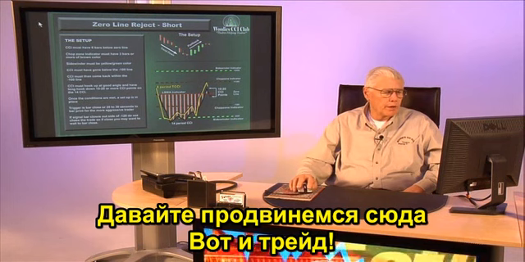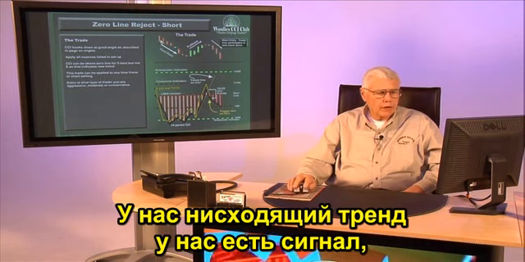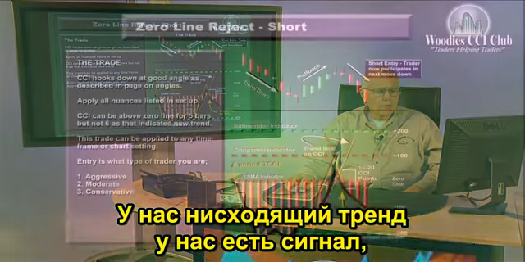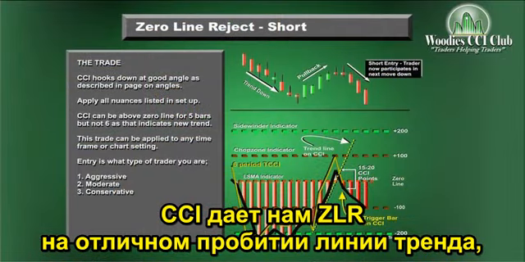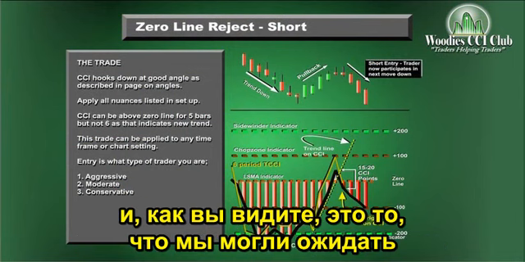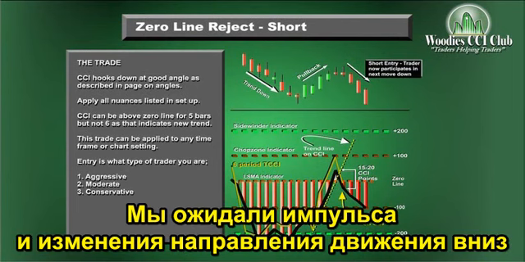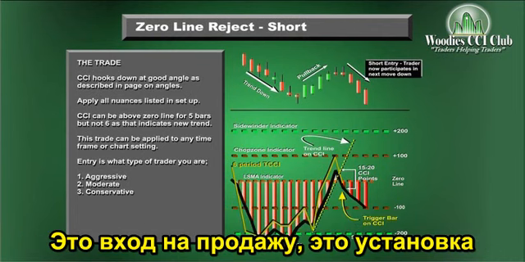And let's move on here. So here's the trade. We had a downtrend, we had a pullback, CCI gave us a zero line reject along with a nice trend line break in there, and we sold the pullback. We got in the trade right here, and as you can see, this is what we should expect trading a momentum indicator. We should expect that thing to be momentuming and heading for the south side. So that's the short entry.